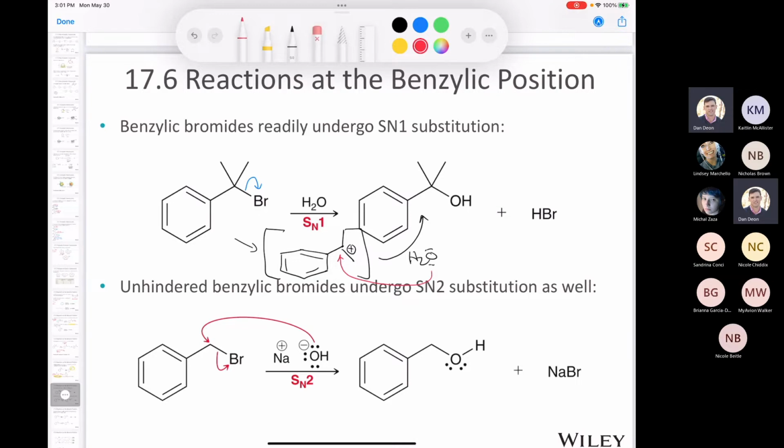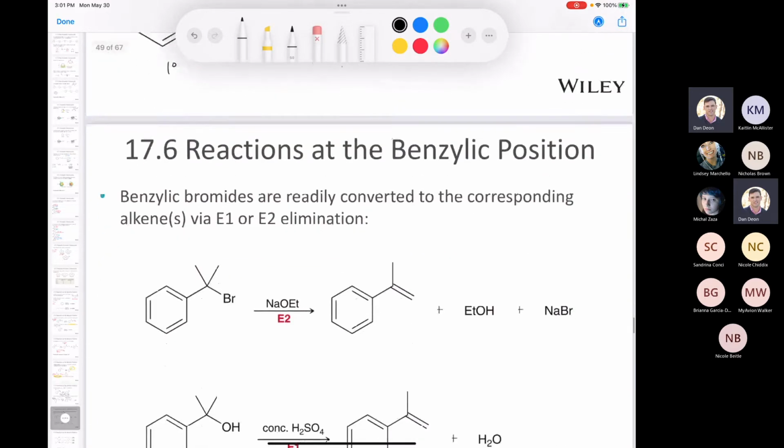Similarly, this is with a tertiary benzylic bromide. If you have a primary benzylic bromide, this compound is just called benzyl bromide. You can treat that with sodium hydroxide, and that will just do an SN2 to give you the alcohol. This is called benzyl alcohol. So benzyl alcohol from benzyl bromide, so SN1 and SN2 reactions.